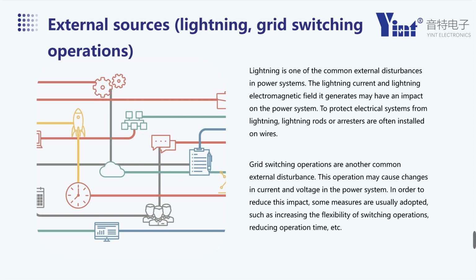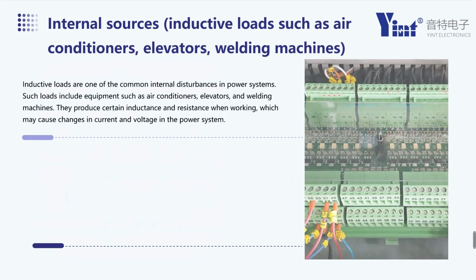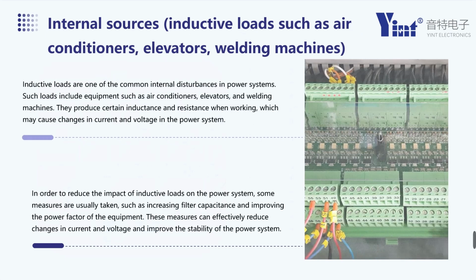In order to reduce this impact, some measures are usually adopted, such as increasing the flexibility of switching operations, reducing operation time, etc. Inductive loads are one of the common internal disturbances in power systems. Such loads include equipment such as air conditioners, elevators, and welding machines. They produce certain inductance and resistance when working, which may cause changes in current and voltage in the power system. In order to reduce the impact of inductive loads on the power system, some measures are usually taken, such as increasing filter capacitance and improving the power factor of the equipment.